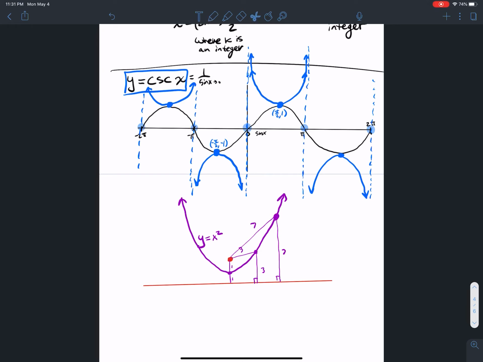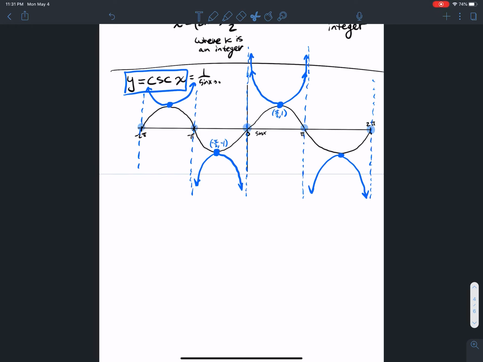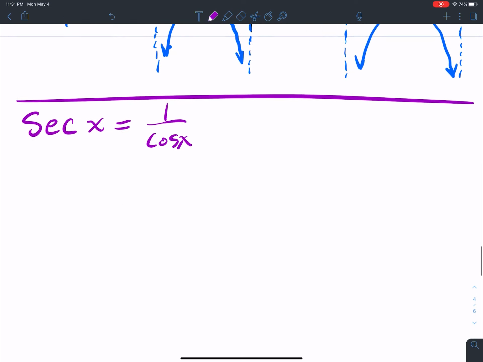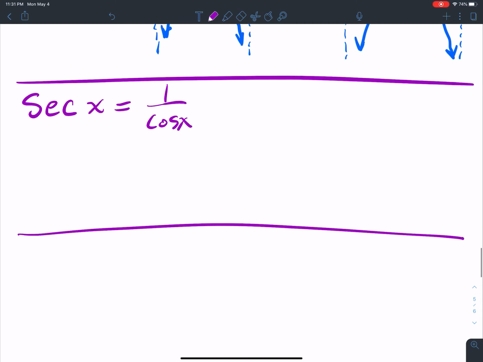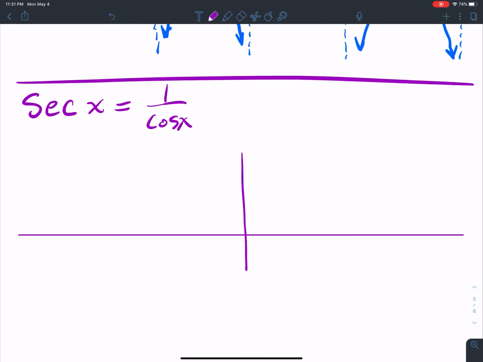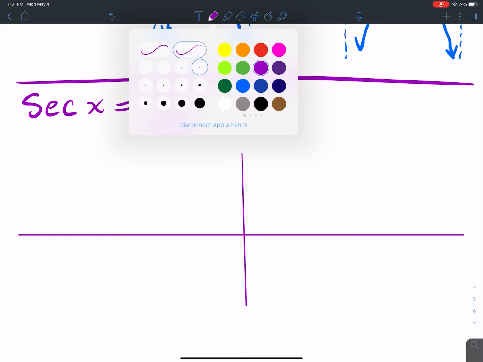All right, cool. So that's the cosecant. Let's do the secant. The secant of x, remember, is 1 over cosine x. So I'm going to do the same thing. First, I'm going to graph the cosine graph.